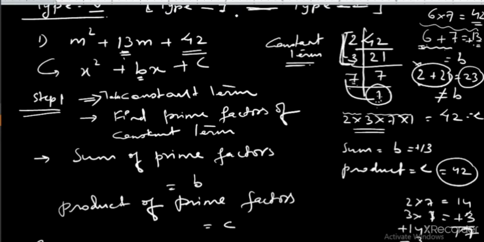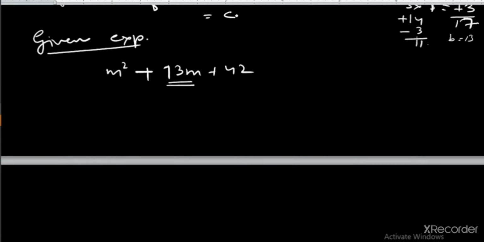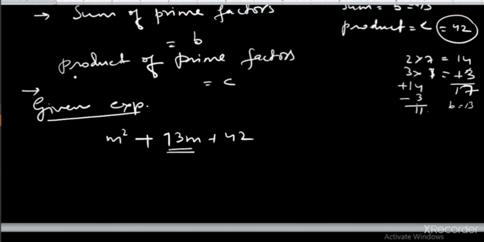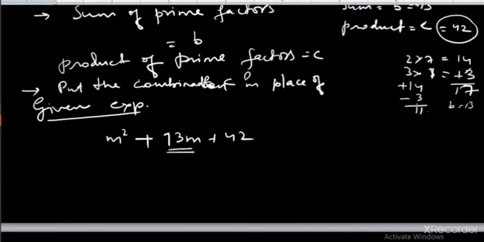So we are going to put it in place of 13. What are we going to put here? Our next step is, let me write the step also. The next step is: put the combination in place of B. So here B is what? This is B. So in place of B, we are going to put what? We will put 6 plus 7.